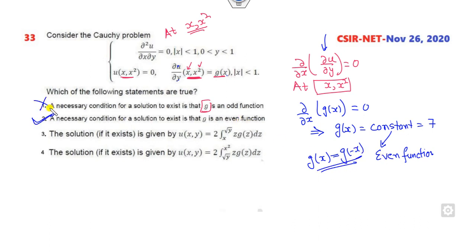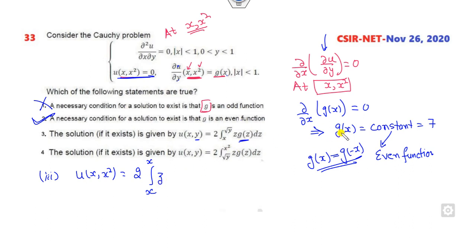This is cancelled. Now look at the other options, whether u is satisfied or not. So if g is here, we can check about this third option. What is the value at x comma x square? So 2 times y is my x square, so it is x.